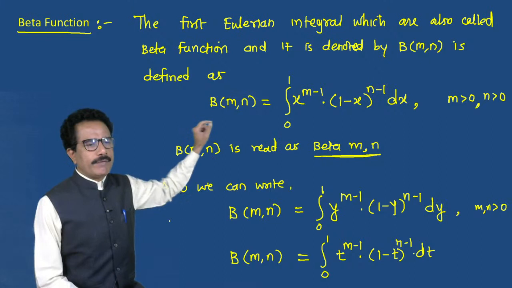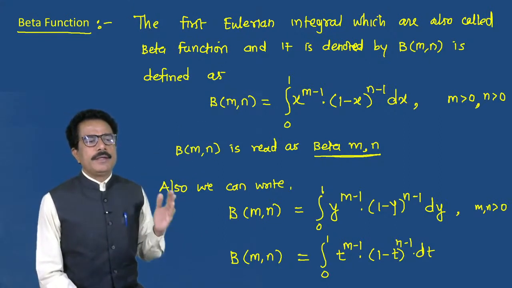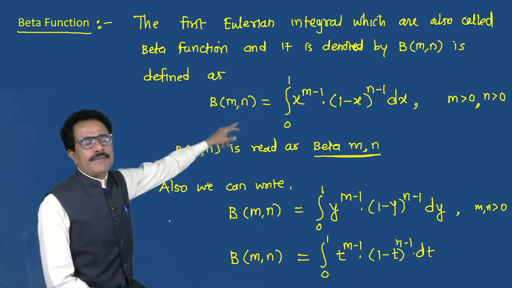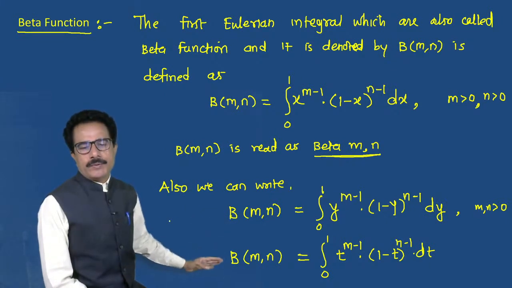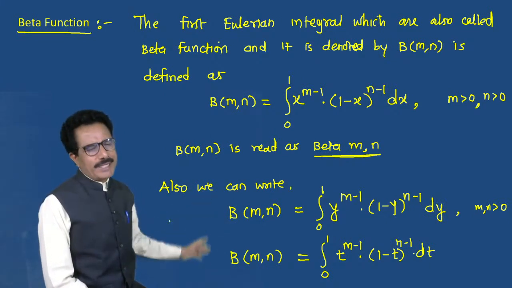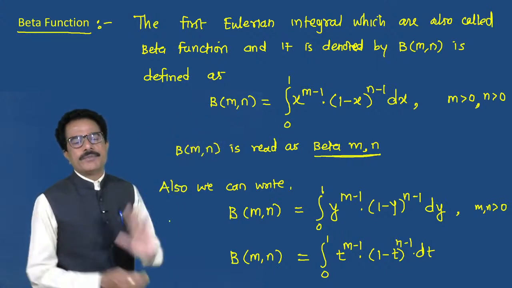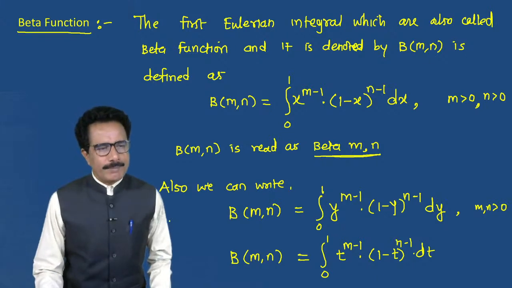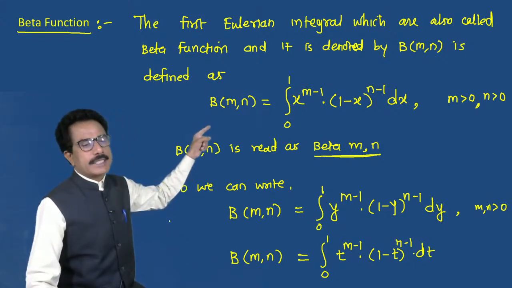So the integral from 0 to 1 of x raised to m minus 1 into 1 minus x raised to n minus 1. We can write this beta function in terms of integration with respect to y or t. In this way beta of m comma n is equal to the integral from 0 to 1 of x raised to m minus 1 into 1 minus x raised to n minus 1 dx, where m comma n is greater than 0.